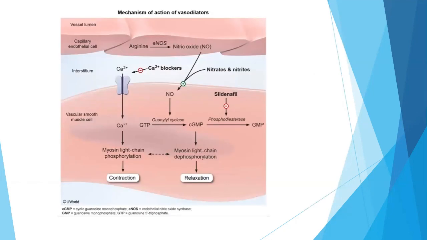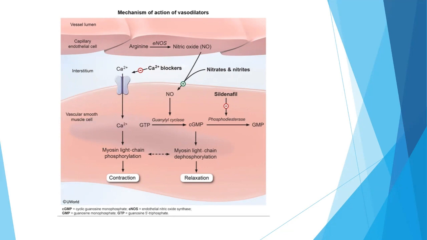Talking about the mechanism of action of vasodilators, we have calcium channel blockers, nitrates, and sildenafil. How do calcium channel blockers work? They block the calcium channel, so calcium cannot enter the vascular smooth muscle cell, and that leads to a decrease in contraction. You need calcium to contract, so if you do not have calcium, there will be no contraction. This is the contraction side of the calcium channel blockers.